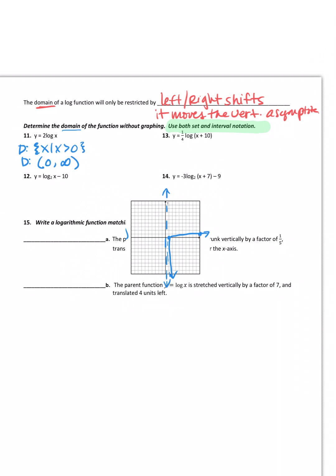Look at number 12. Base 2, don't let that mess with you. Look at this minus 10. Is that moving left or right, or up, down? Hopefully, since you recognize it's not in parentheses, you realize that this is just moving it up, down. It's not messing with the left and right shift at all. So our domain hasn't changed. It's going to be x is greater than 0, because it's not going to cross that asymptote, but it will approach it. And in interval notation, it'll be 0 to positive infinity.